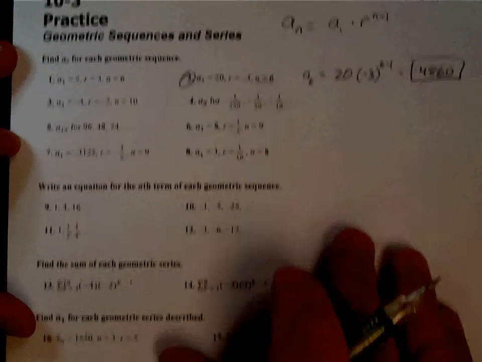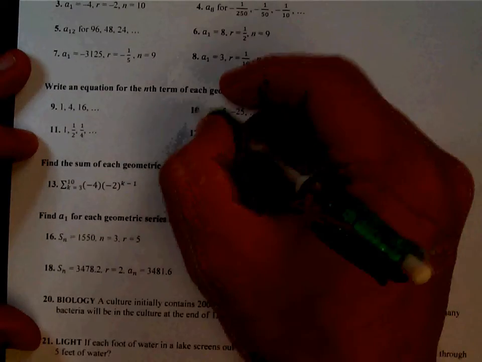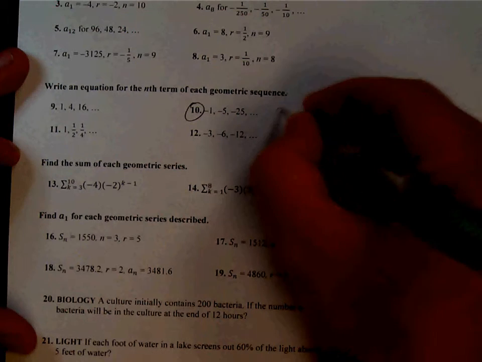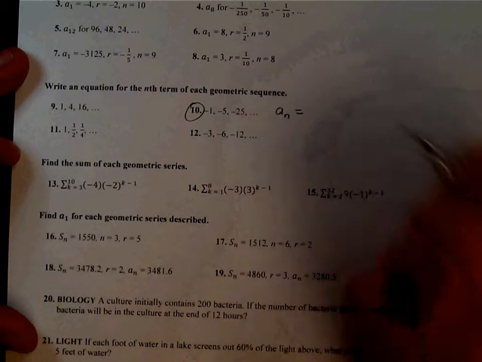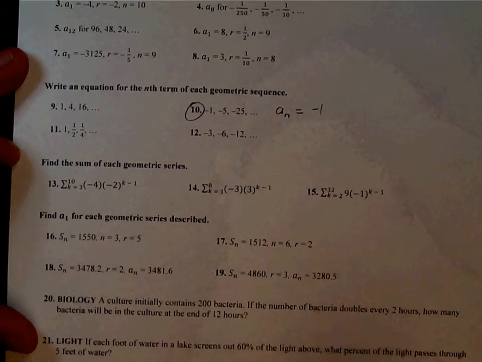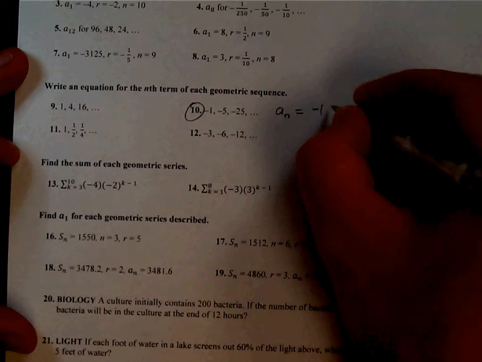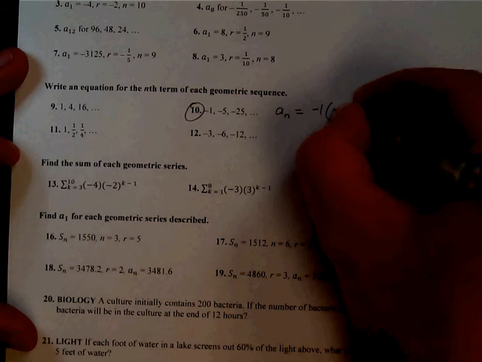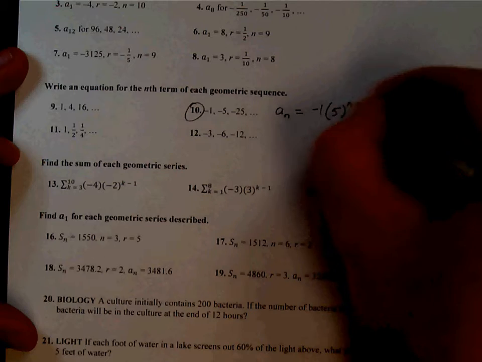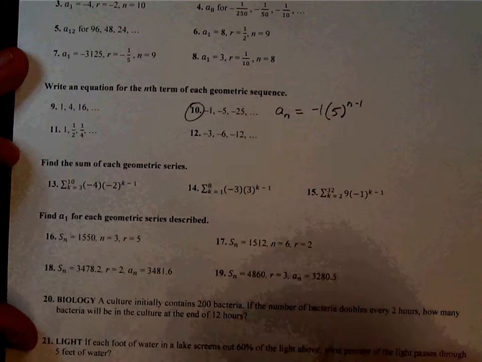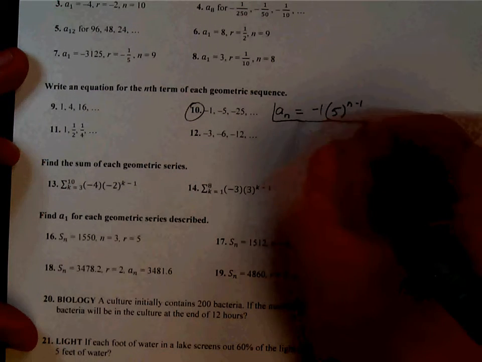Okay, I'm going to jump down. I'll take a look at number 10. Now they want it just in terms of n, a sub n. So your first term, negative 1, times your n, what are we multiplying by? Looks like we're multiplying by 5 to the n minus 1. Done.